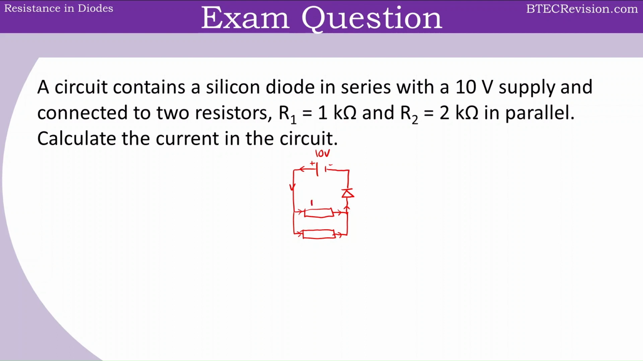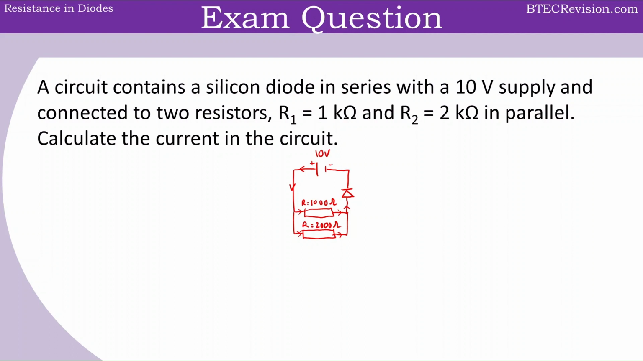You can label these and change prefix. So 1 kilo would be 1000 ohms. And for the second, that would be 2000 ohms.